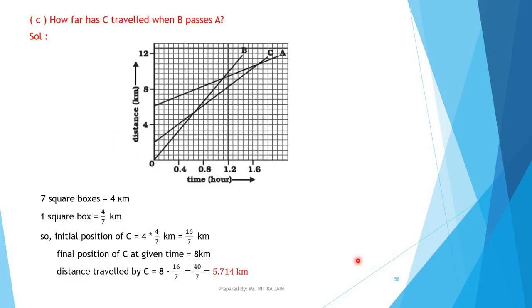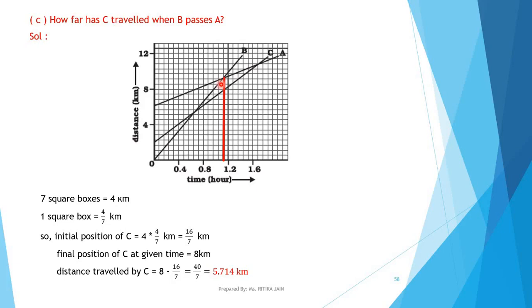Now, part C, the third part of question number 6. In this, you have to calculate how far C has travelled when B passes A. So this means when B passes A, B crosses A. So we will get an intersection point of the two objects, object B and object A. So, this is the intersection point.